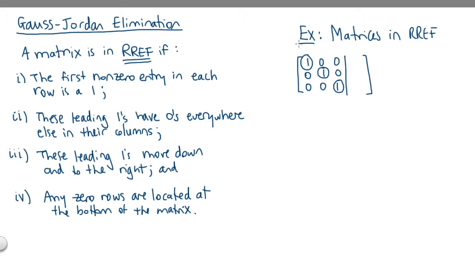So our first non-zero entries in each row are 1s. These leading ones do have zeros everywhere else in their columns. The leading ones do move down and to the right. And there aren't any zero rows in this matrix, so we don't need to worry about the fourth criterion here. Some other examples.